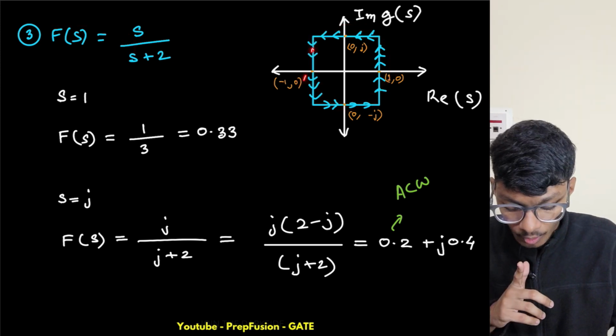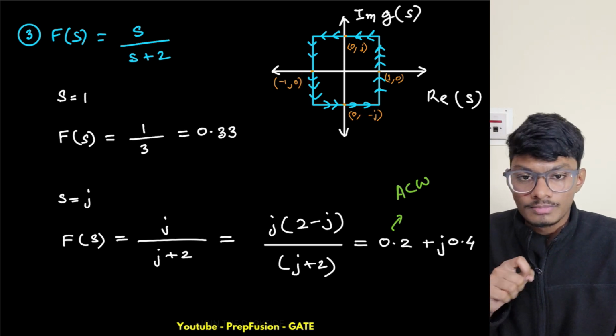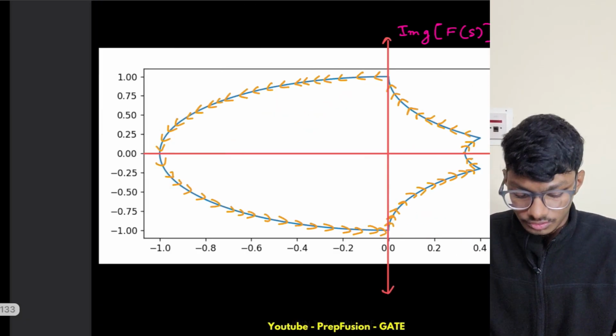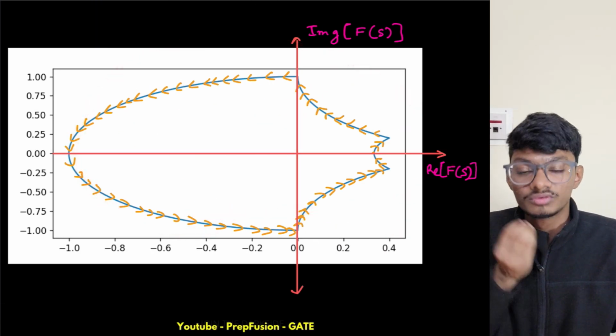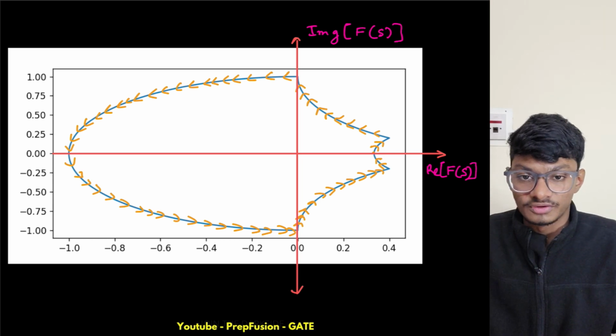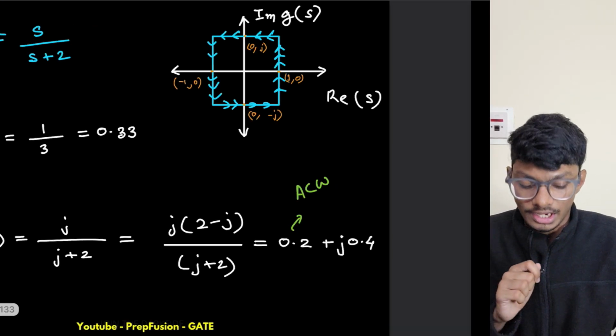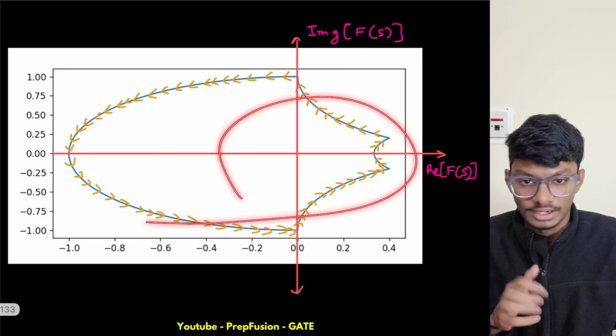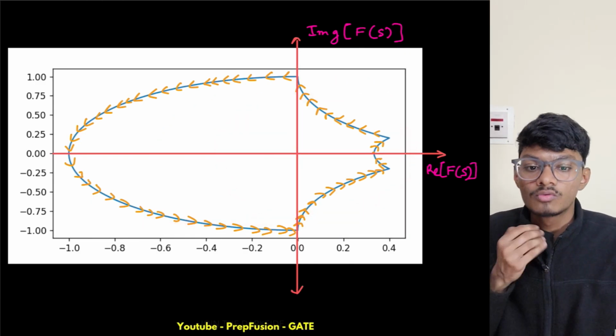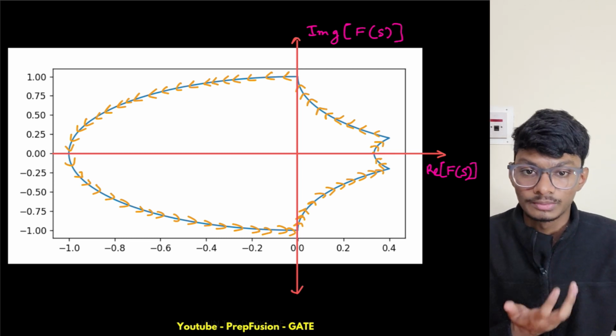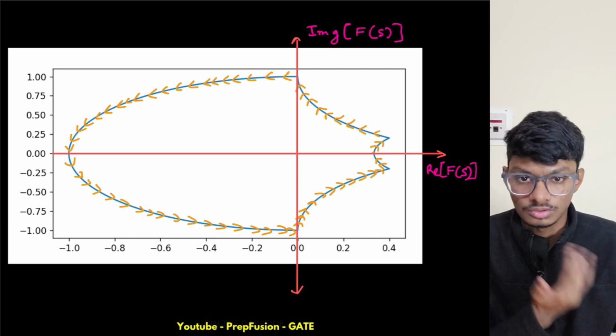So whatever points lie in this contour, I am mapping to some other contour like this one, which is related by the function f of s. The relation is f of s equals s by s plus 2, and I'm mapping this to another contour. That is what mapping is. Now how will it help us in finding the stability of control systems? All these things we'll learn slowly.